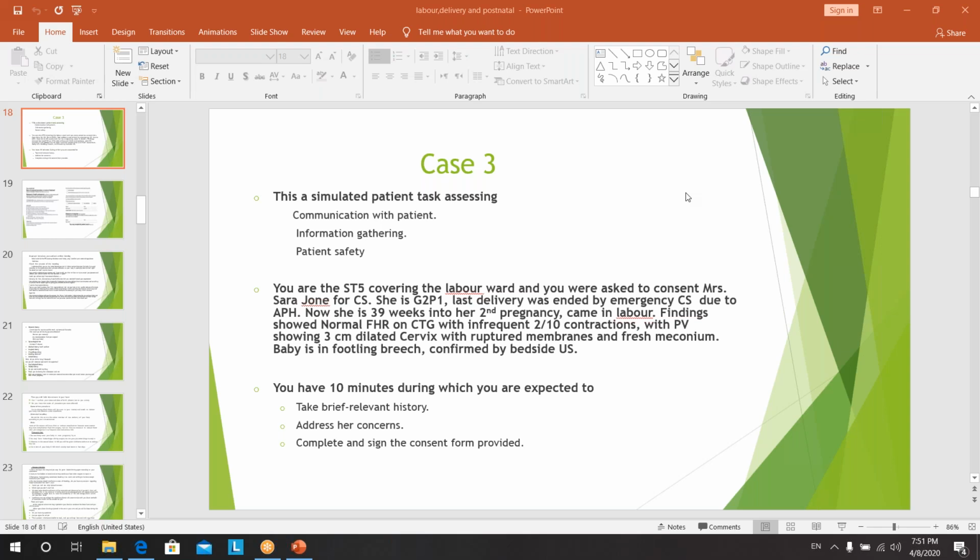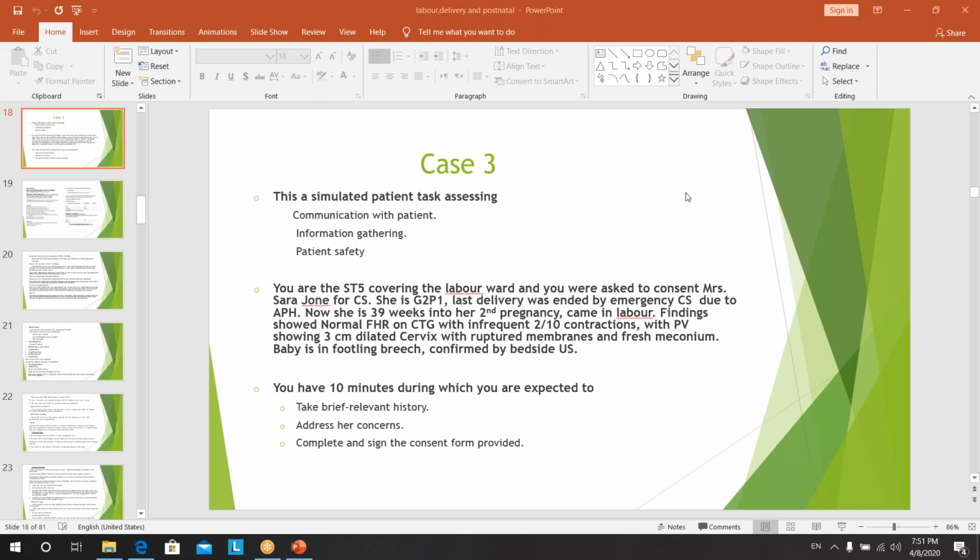We can explain this also: with the footling, there is a risk of 5% that there will be cord prolapse. So it is also life-threatening, and to avoid this we may also need a cesarean section. Yes, you have to explain to her what footling means for her and for her baby.